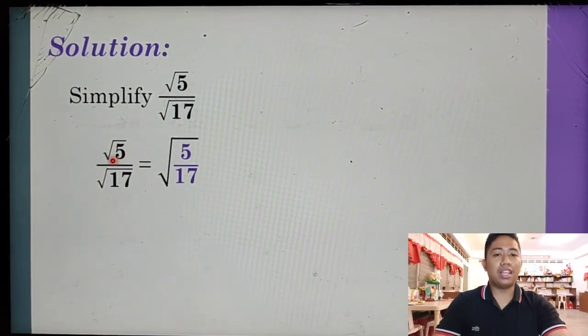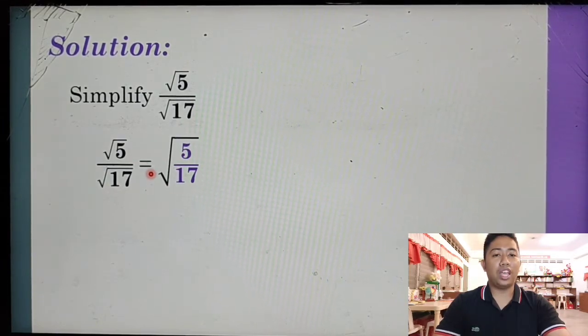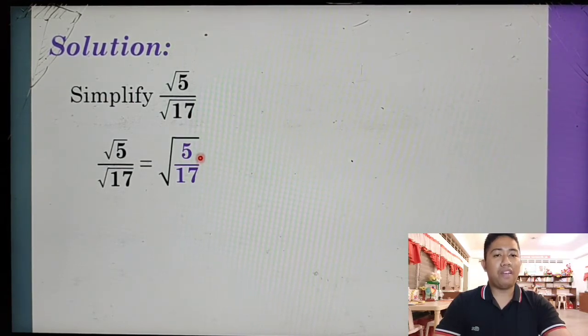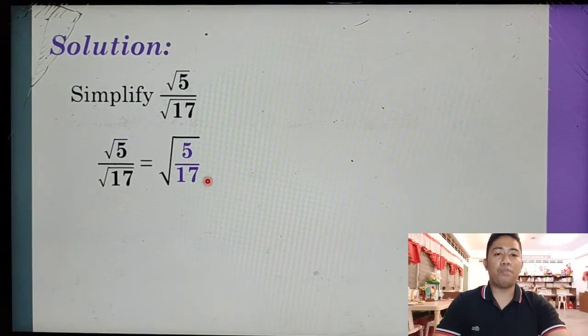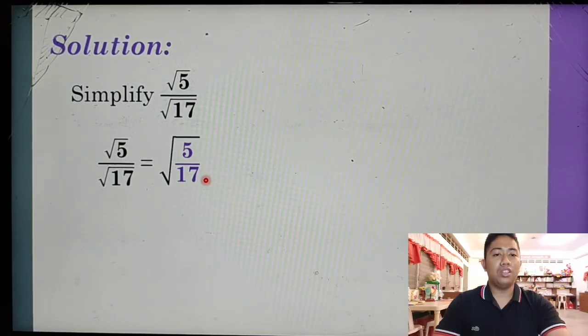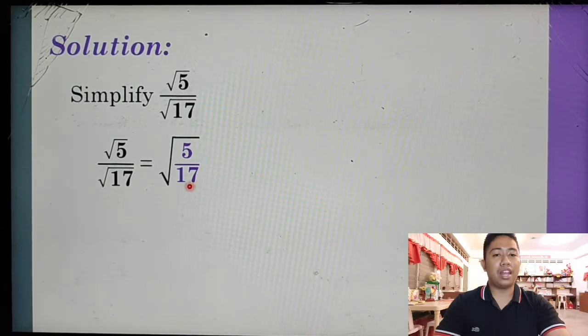We know that the quotient of the two roots, the square root of 5 and the square root of 17, is expressed as the overall quotient, the square root of 5 over 17. And we will simplify 5 over 17. We know that 5 is a prime number and 17 is also a prime number. So, the quotient of two prime numbers, 5 and 17: 5 is not divisible by 17, so it cannot be simplified.